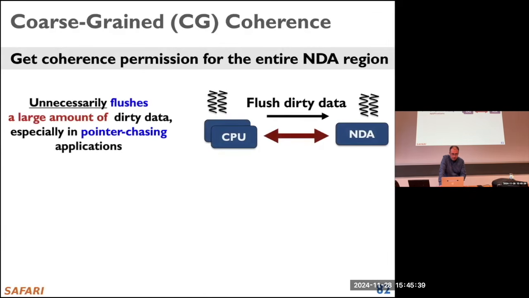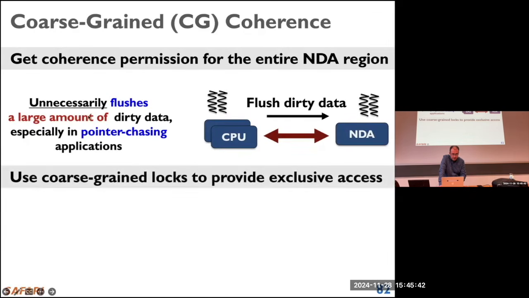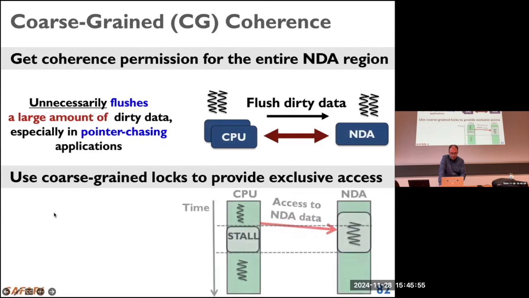With coarse grain, it basically unnecessarily flushes a large amount of dirty data, especially in pointer chasing applications. So you need to get permission, right, when you want to access that region. So we use coarse grain locks to provide exclusive access, like the CPU is running, and then NDA wants to operate on NDA data, and then the CPU stops because it doesn't get the permission, right? So let me explain again.